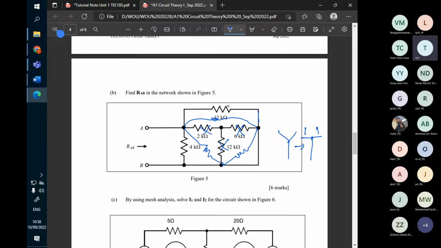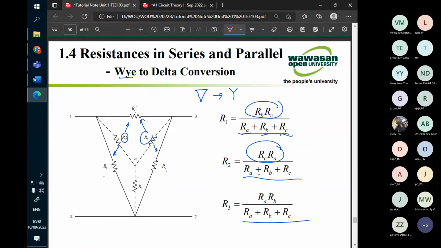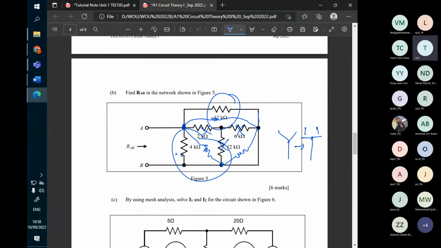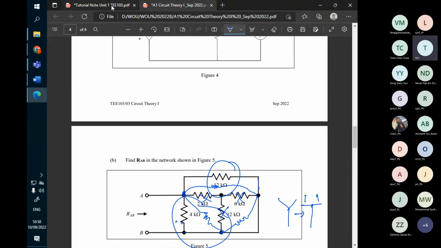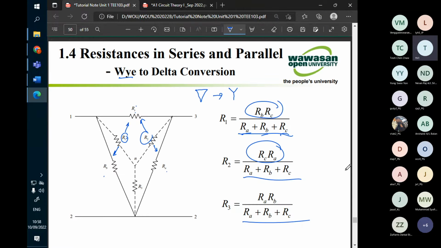And this one is parallel with this one. And this one is parallel with nothing. Okay. This one is parallel with this. This one is parallel because they're sharing the same node. This is not the same. So these two are parallel. Therefore, you can use the formula here to solve this question. This is a bit second level. I consider it a second level.